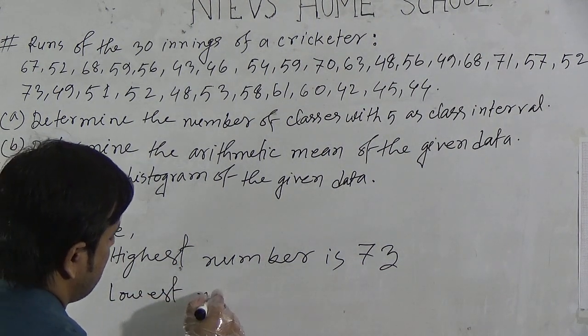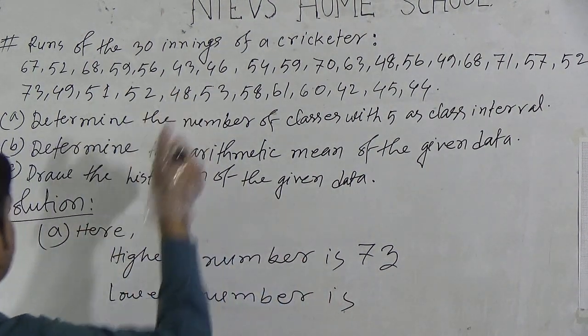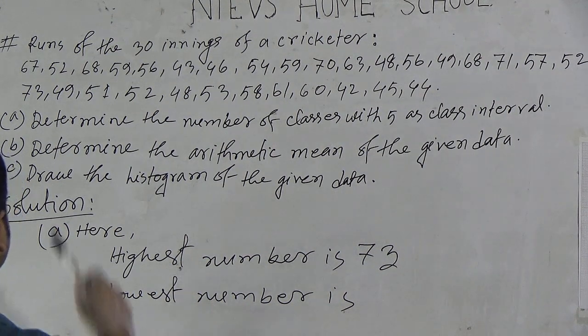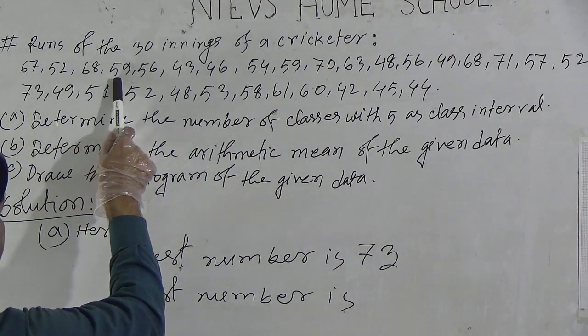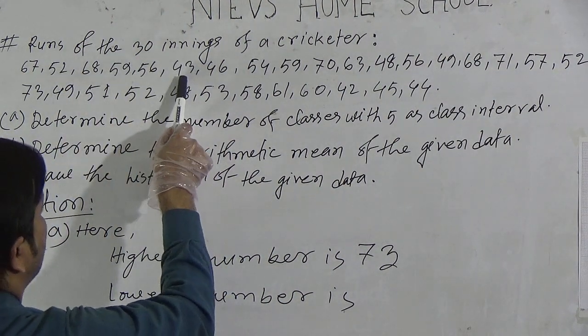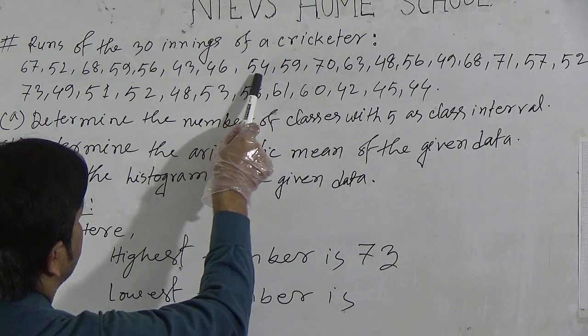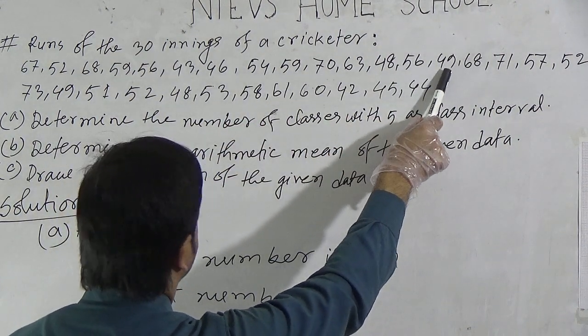Lowest number is. Now we have to observe what is the lowest number. 67, 52. 52 is lowest. 68, 59, 56, 43. 43 is lowest than 52. 43. Now 46, 54, 59, 70, 63, 48, 56, 49.